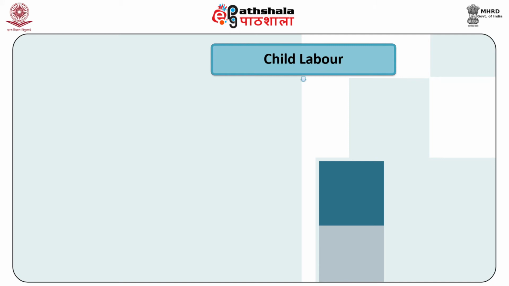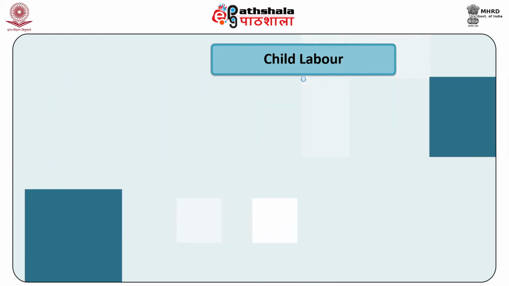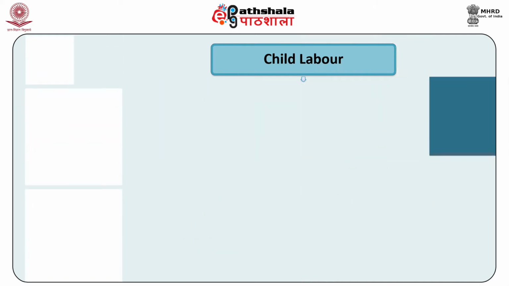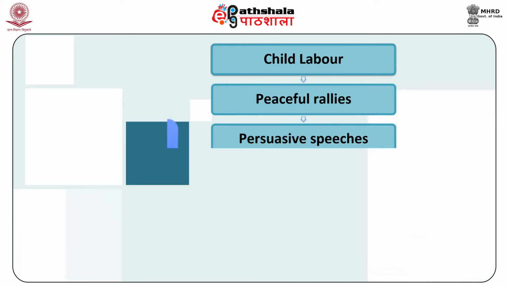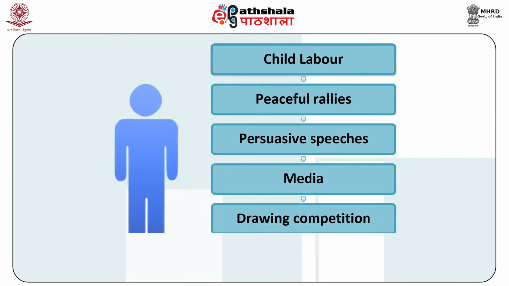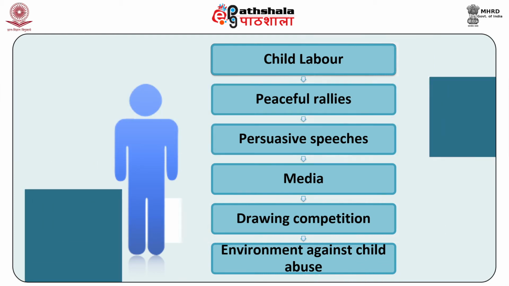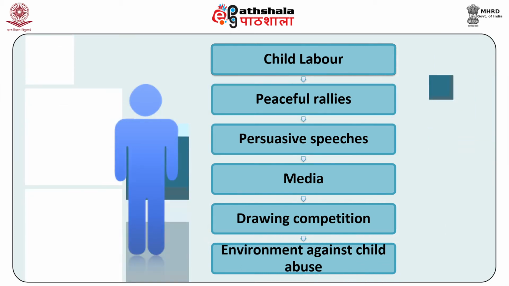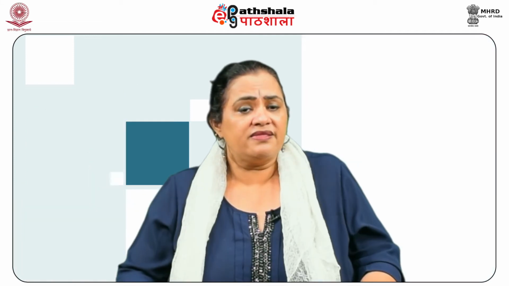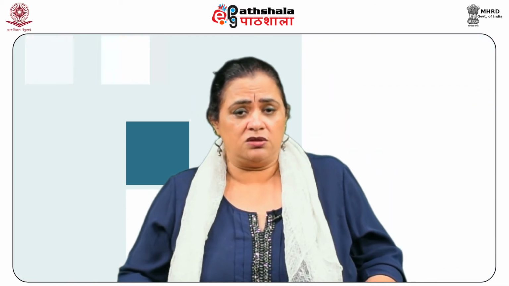Another example of this approach is people associated with the campaign against child labor. Through peaceful rallies, persuasive speeches, use of media, and organizing drawing competitions among school children, these have helped to create an environment against child abuse in the country. As a result, employing children in any occupation is considered morally wrong, and it becomes a moral obligation to ensure that all children below the age of 14 years go to school instead of earning a livelihood.